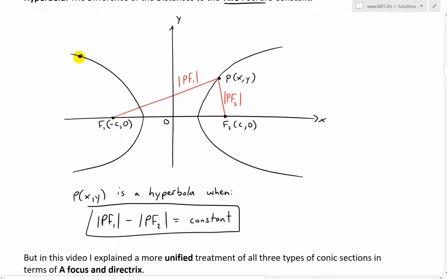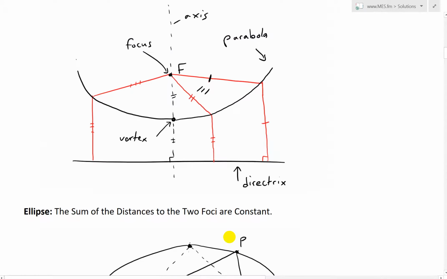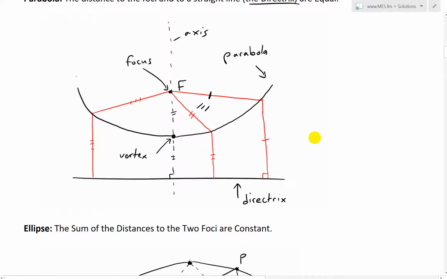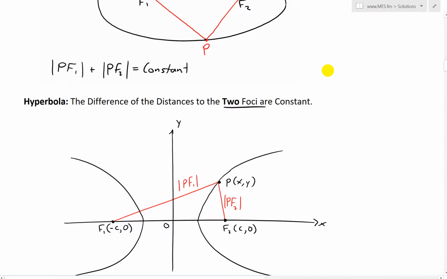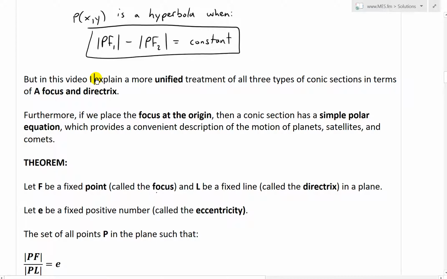So if you go somewhere around here, the difference between this and this is going to be constant as well. So as opposed to adding for an ellipse, we subtract for a hyperbola, and the parabola just uses a directrix, a straight line, and a focus. So it's much different than the other two. But in this video I will explain a more unified treatment of all three types of conic sections, this time in terms of just a focus and directrix.